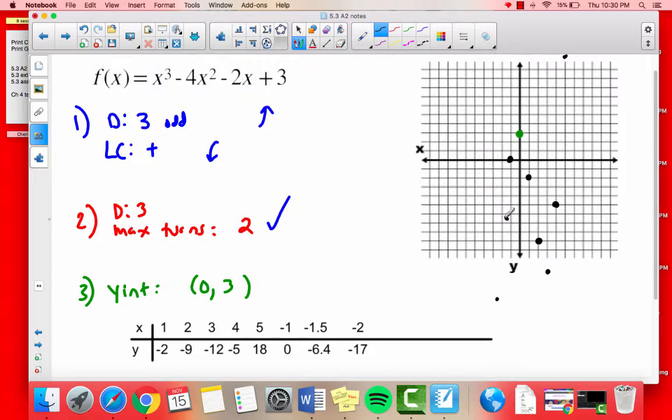So keep in mind that you might not always have nice numbers when you plug these things in. If you get decimals, just estimate it on your graph as best you can, and it should be good to go. So now I've got my points here, and now I just need to go ahead and connect my graph.